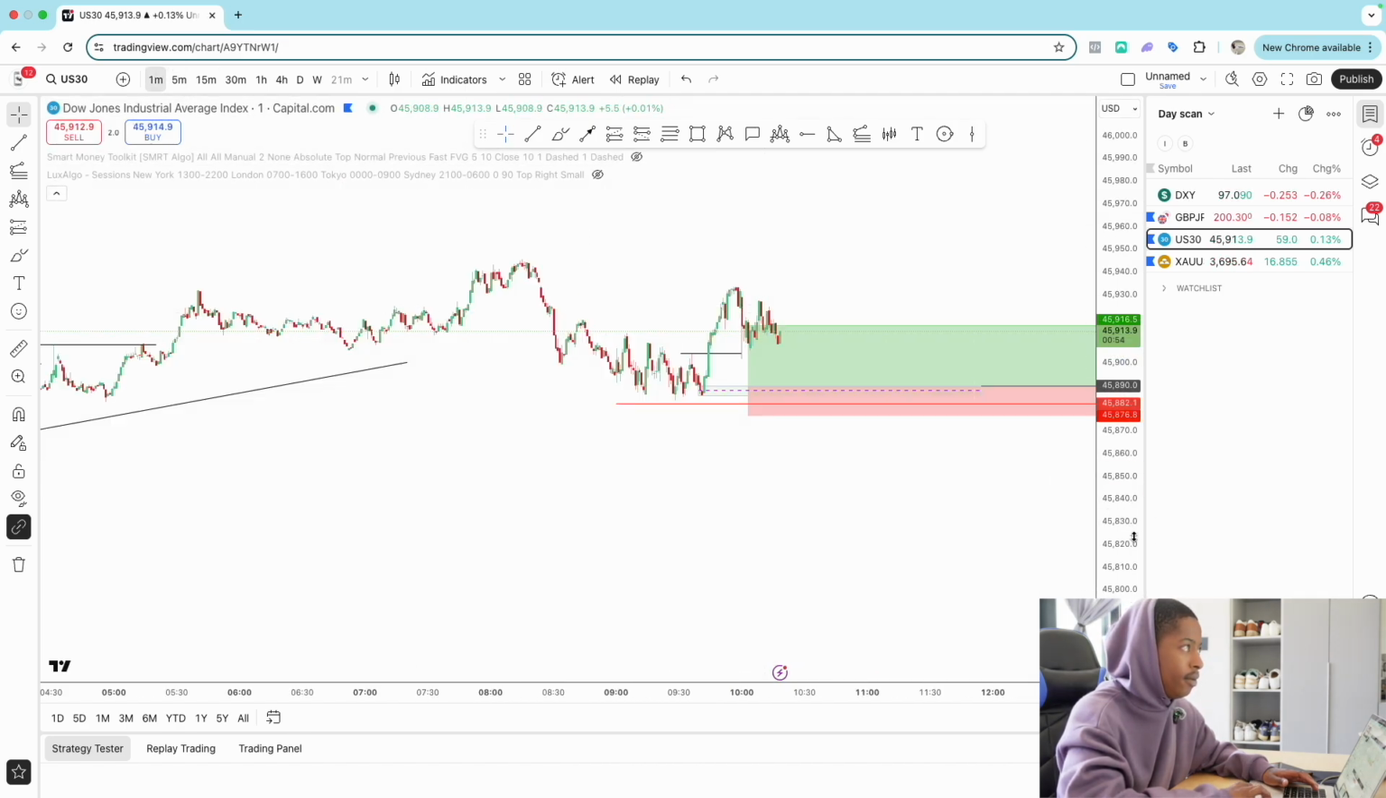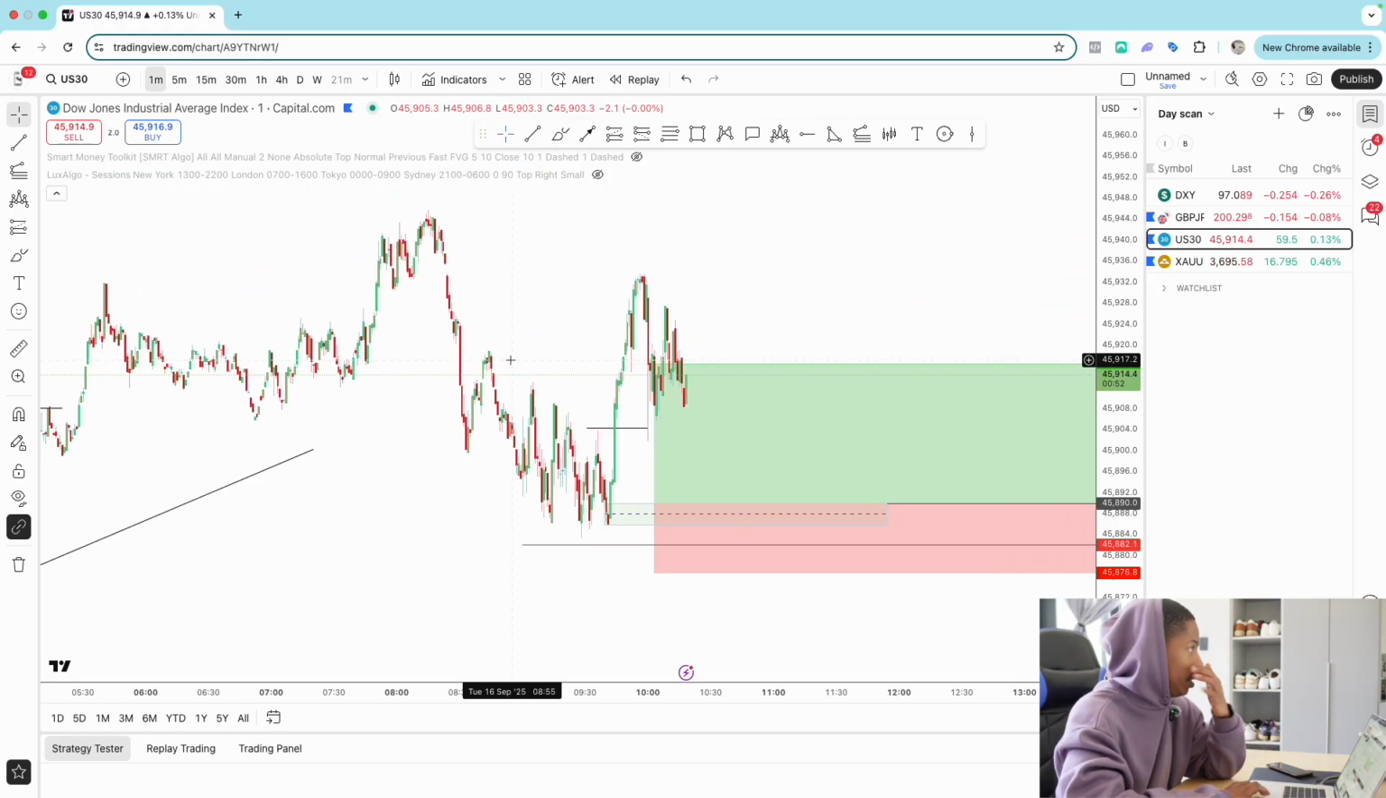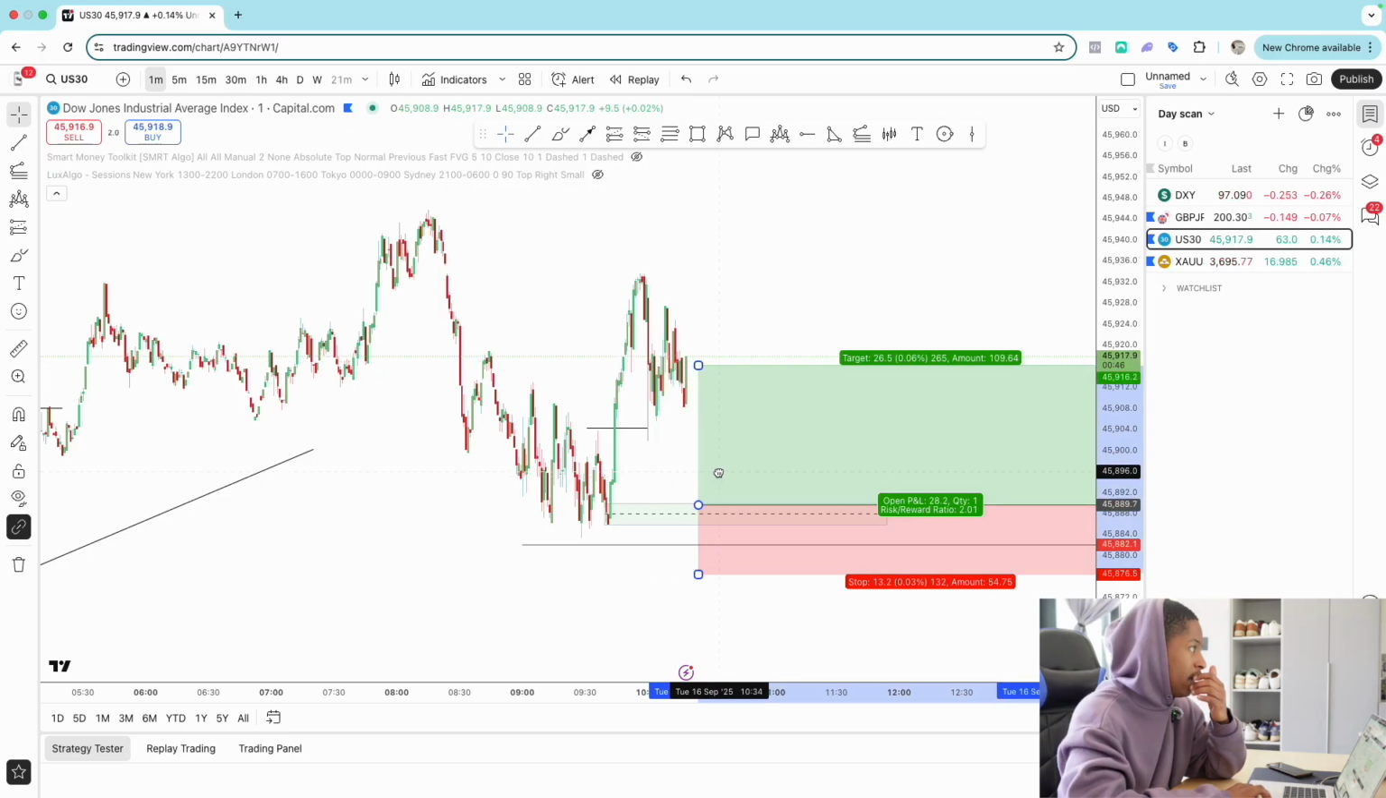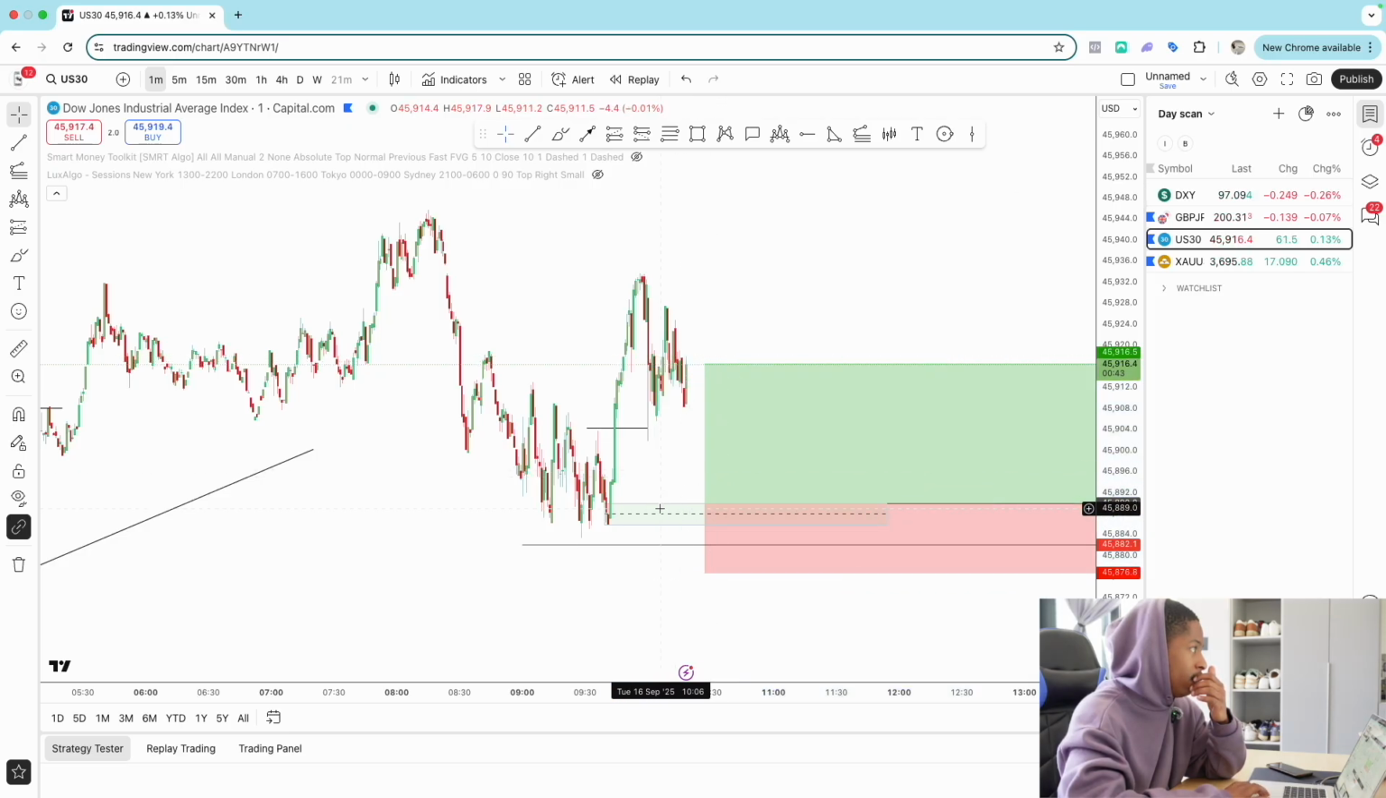US30. I can already see we broke above here. We went all the way up, and then now we came back. So what I'm gonna do is target these areas here at the lows, just here.